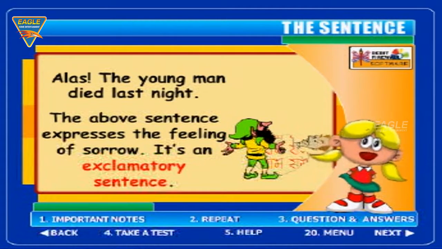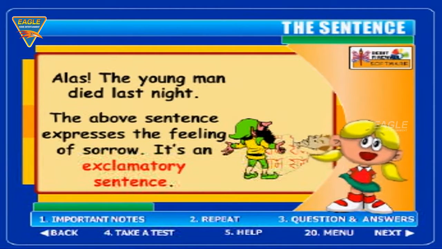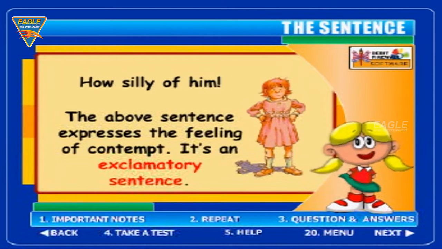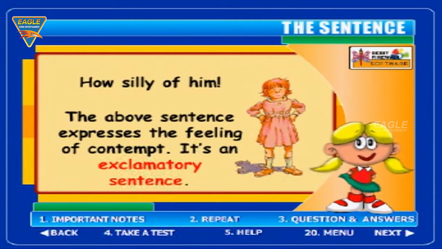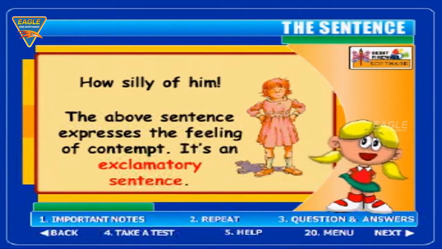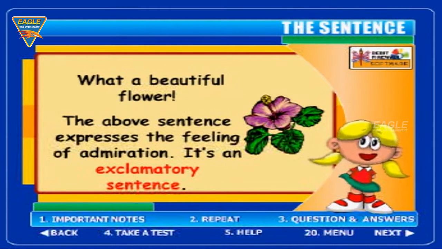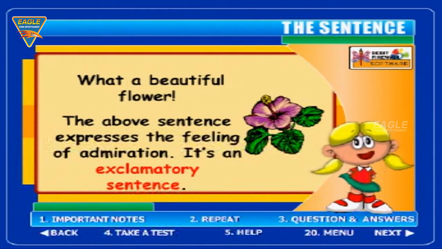Alas, the young man died last night. The above sentence expresses the feeling of sorrow. It's an exclamatory sentence. How silly of him! The above sentence expresses the feeling of contempt. It's an exclamatory sentence. What a beautiful flower! The above sentence expresses the feeling of admiration. It's an exclamatory sentence.